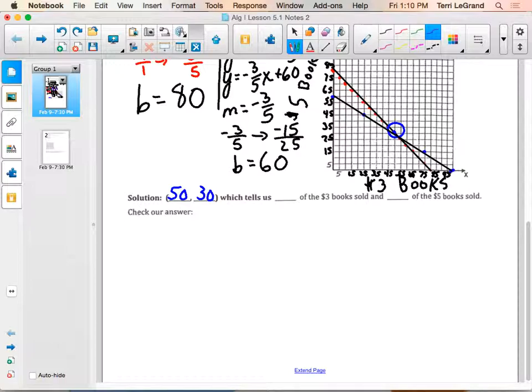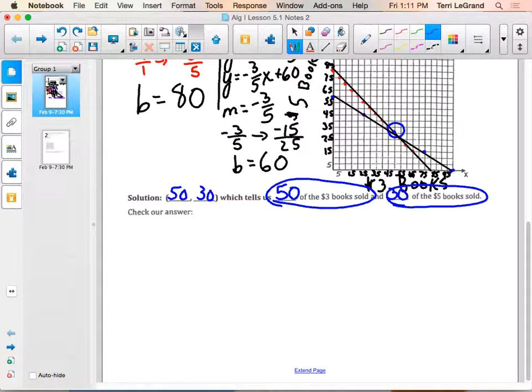But when we're done graphing these, because we know what x and y represent, we don't stop there and say, okay, the solution is ordered pair (50, 30). We explain what that means. So what does (50, 30) tell us? There were 50 of the $3 books sold. So this is what's important in this one. Let's circle that. 50 of the $3 books were sold. And how many of the $5 books? 30 of the $5 books were sold. That's really what that ordered pair solution is telling us, because we know what x and y are representing.